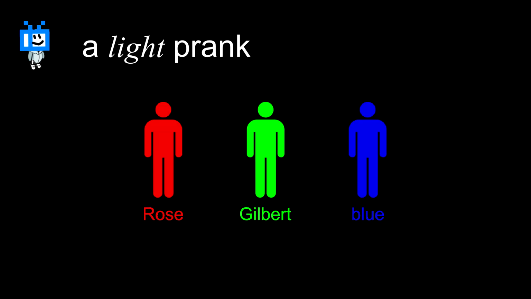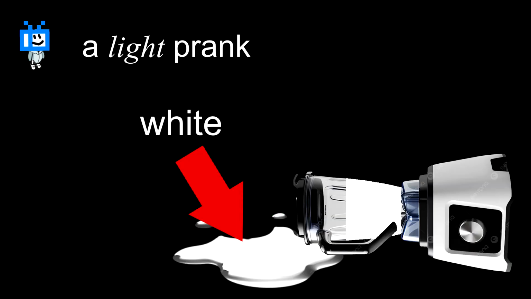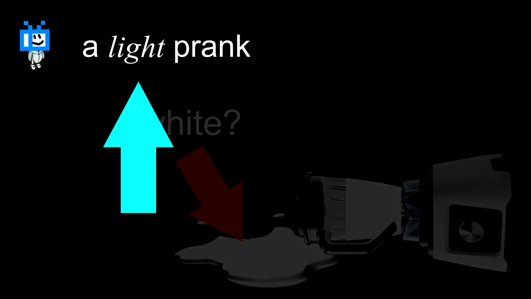Let's say you want to play a light prank on your friends Rose, Gilbert and Blue, so you throw them in a blender and blend them up. And you pour it out. It's white? How's it white? It's because we played a light prank on them.